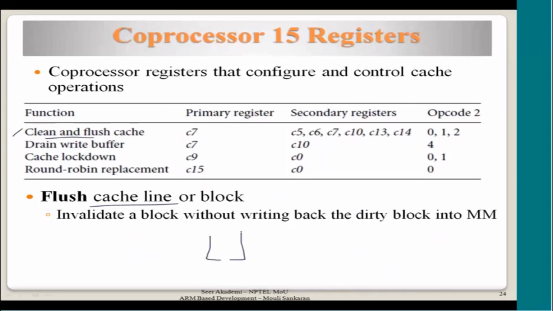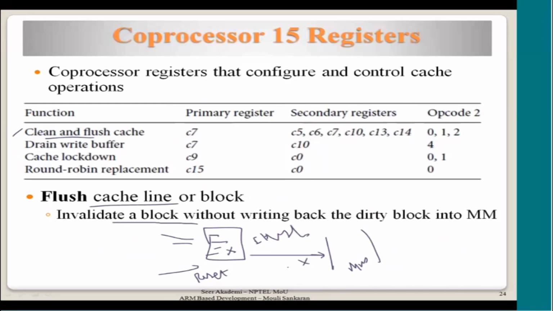Flushing a cache means suppose you have so much data in the cache, and then the processor is restarting. Reset is given. Then you can decide to do a flush. Flush in the sense all the entries in the cache are made invalid, and even if there are dirty entries here, they are not written into main memory. Invalid block without writing back the dirty block into main memory.